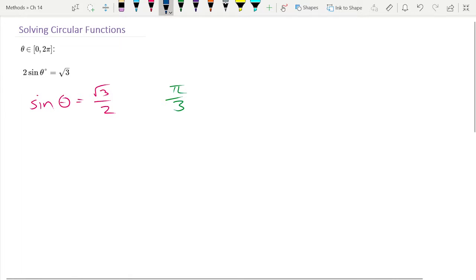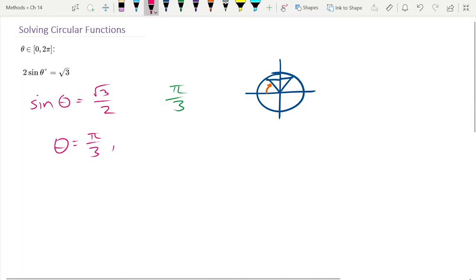Now if we're going between 0 and 2 pi, we know that we've got pi on 3 in the first quadrant, which will give us positive root 3 on 2, and we also know that sine is positive in the second quadrant, so we need the angle that is pi on 3 away from pi. So our second solution for theta would be pi minus pi on 3, where the first answer was pi on 3, and so then we'd get 2 pi on 3 as our second answer.